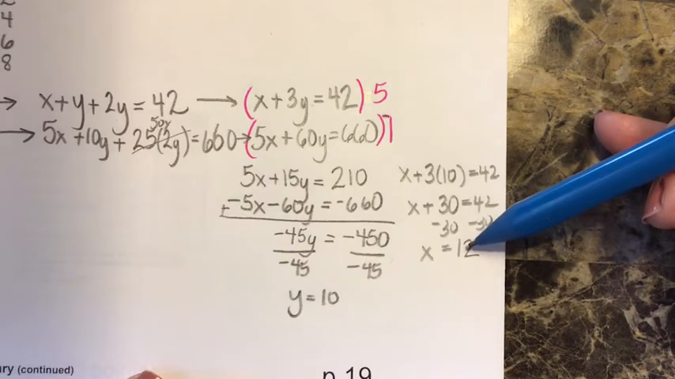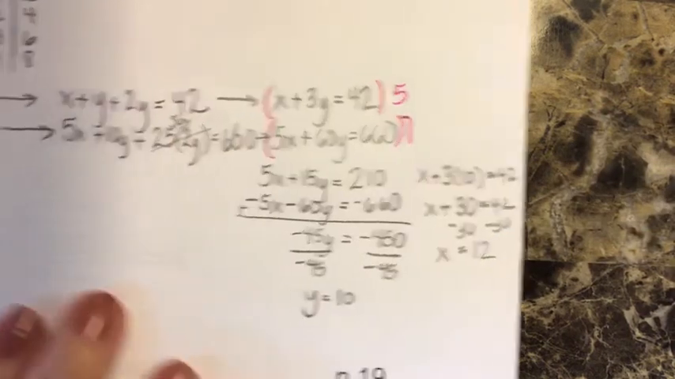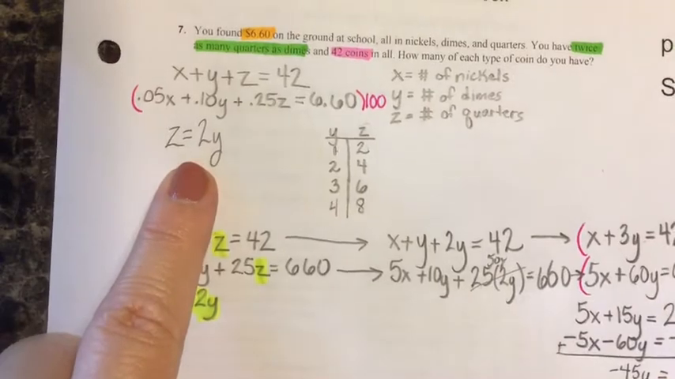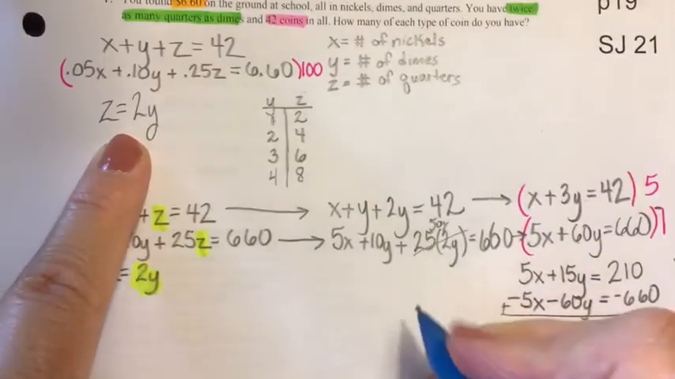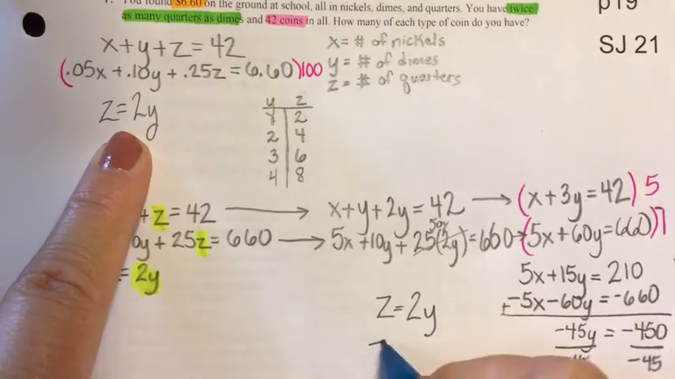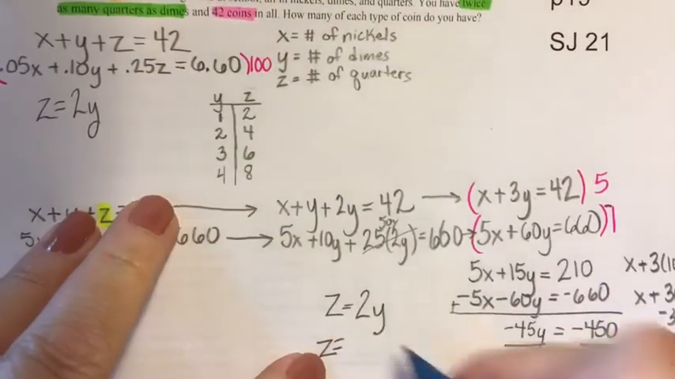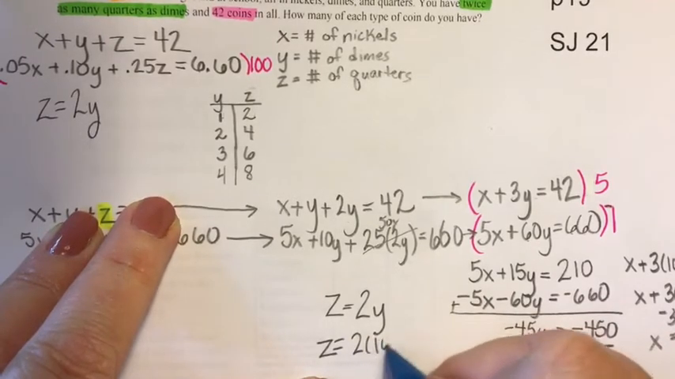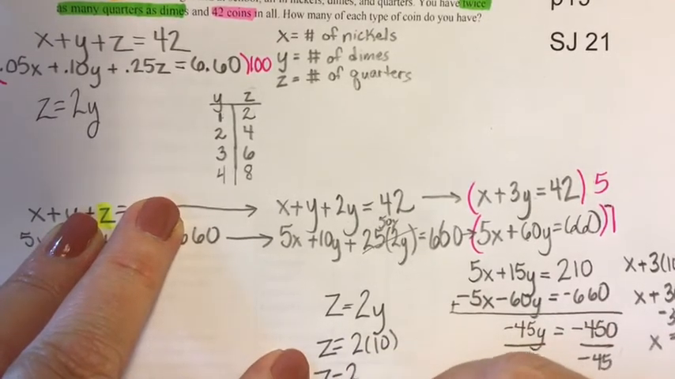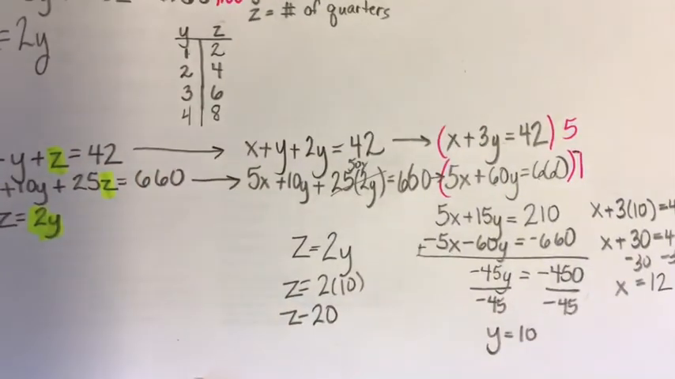Next, I'm going to find the number of quarters that I have. I'm going to use this equation to find my number of quarters. Z is equal to 2 times y. I found y, or the number of dimes that I have, to be 10. So z equals 2 times 10. Z is 20.